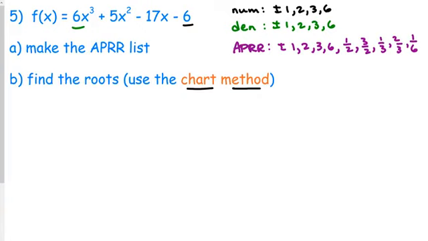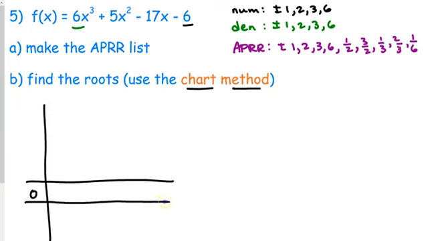So let's finish number 5. Let's make a chart for this problem. So we're going to leave some space and make a 0 row. And the numbers need to be the coefficients from the problem. So we had 6x cubed, 5x squared, -17x, and -6. Okay, let's start with 1.